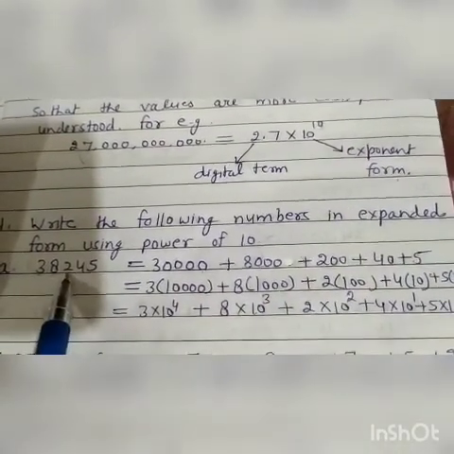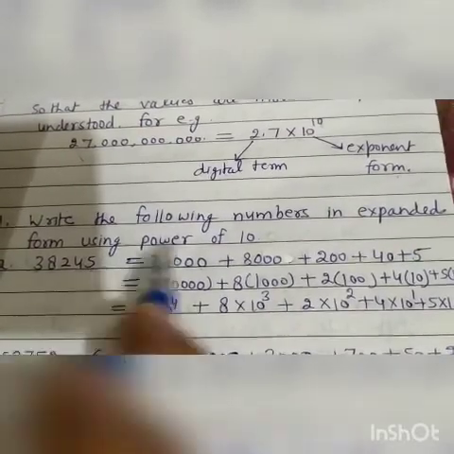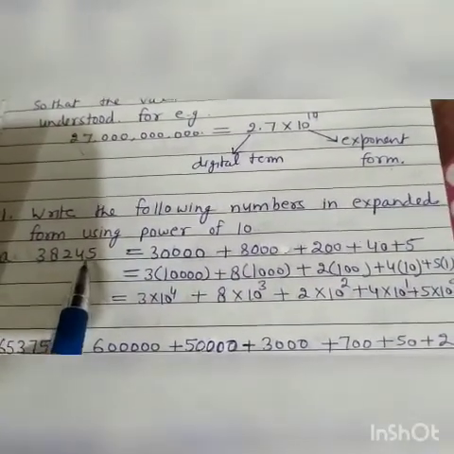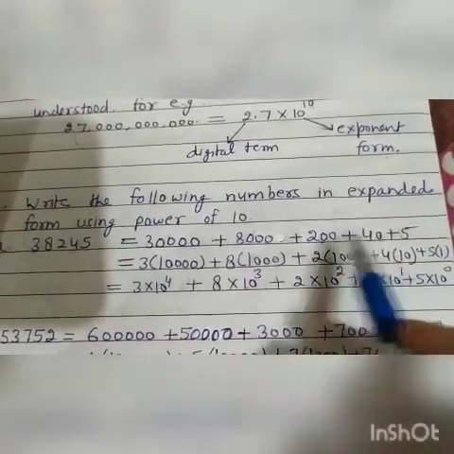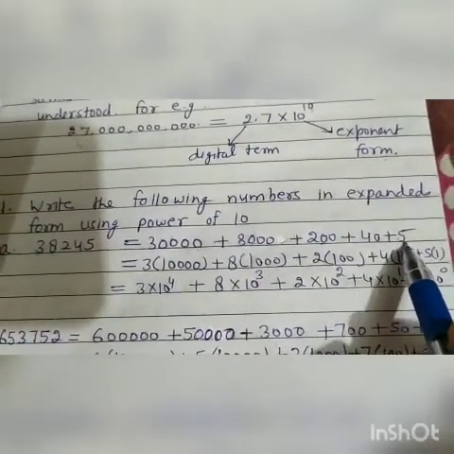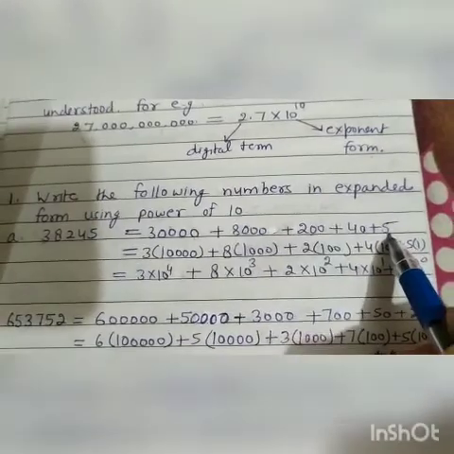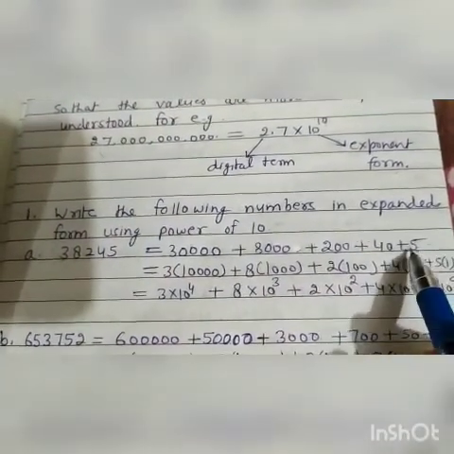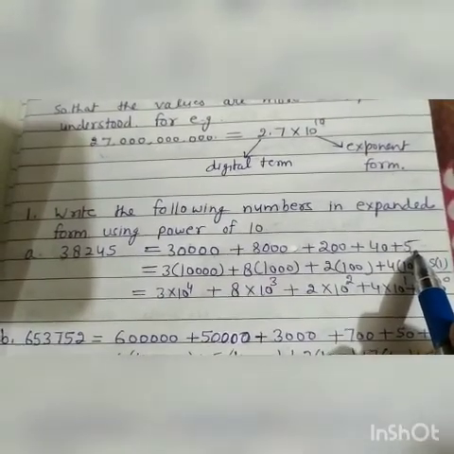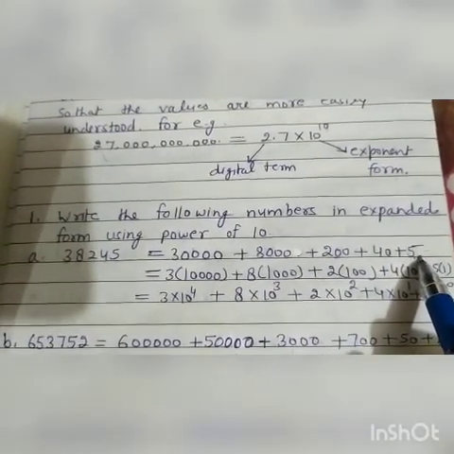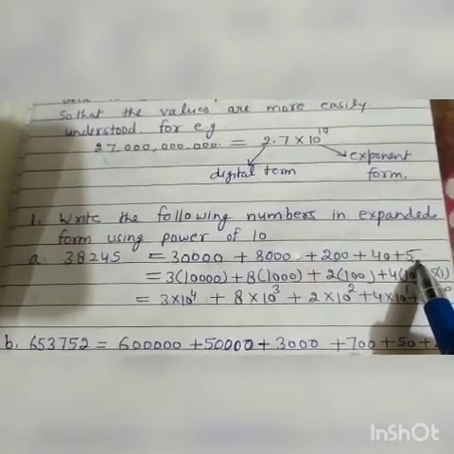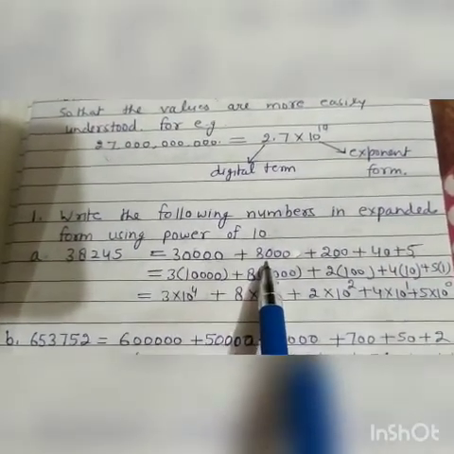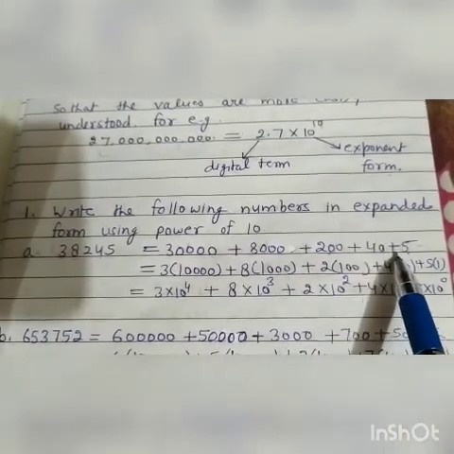Then we will write this 2. After 2 there are 2 digits. So we will put 2 zeros. Then this 4. After 4 there is 1 digit. We will put 1 zero. Then this 5 will be written as it is. You have already done this in 4th or 5th standard also. You learned how we can write a given number in expanded form. So this is 30,000 plus 8,000 plus 200 plus 40 plus 5.